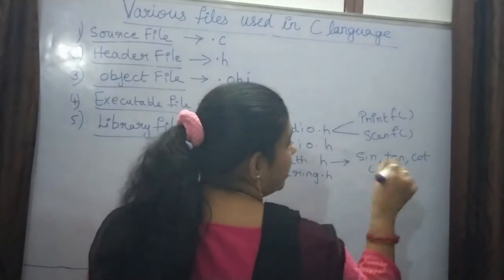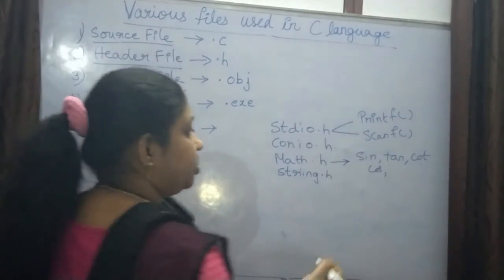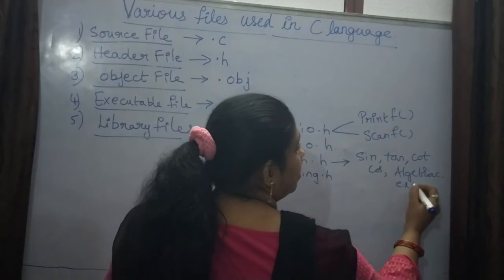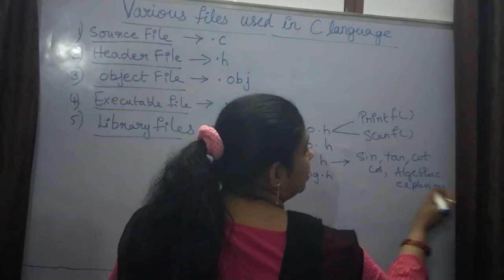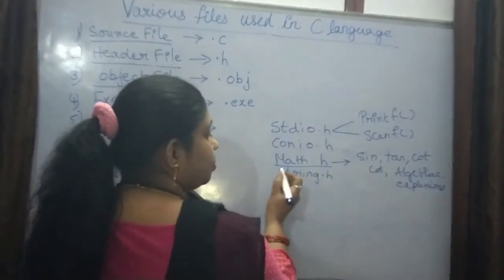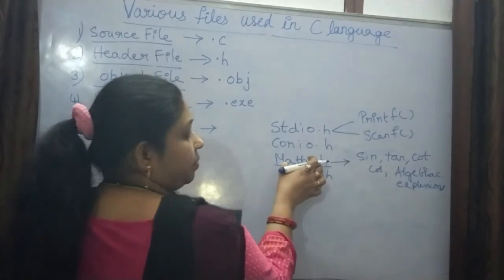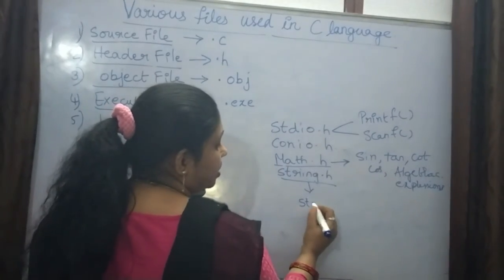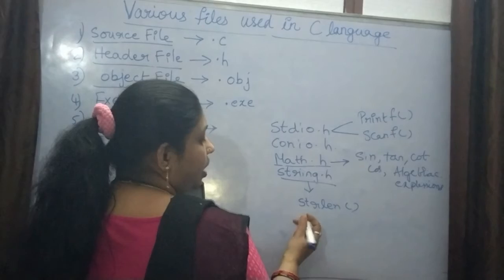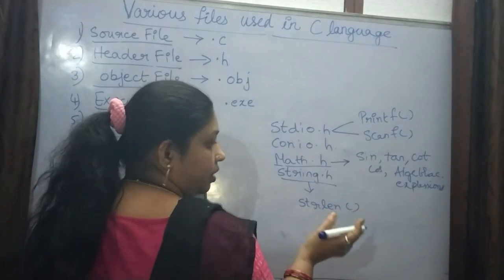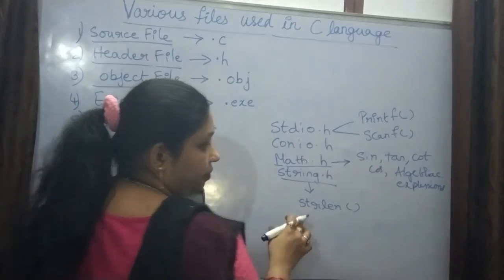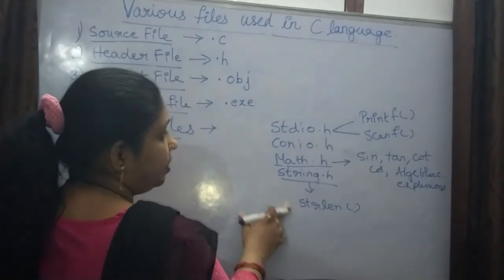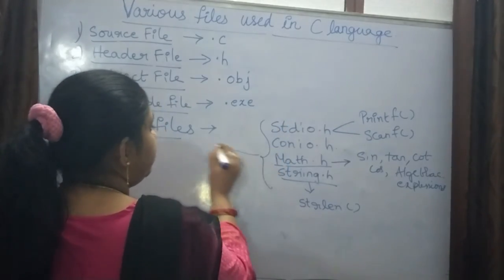Not only this, algebraic equations and expressions also come under this. Those libraries are kept in this header file. Then string.h is about strings, for example the strlen function, to find out the length of a word. All those things you can do from this. So all these libraries you call library files.